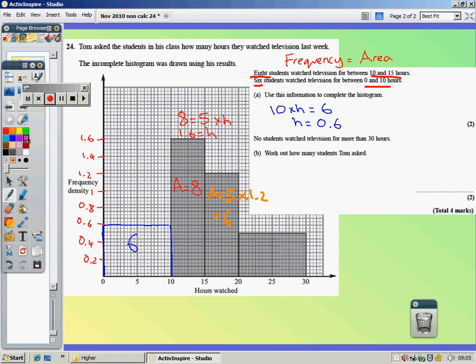Okay, and in the last one, we've got that the area is equal to, this time it's got a width of 10, and scrolling across, notice that it's halfway between the bars this time. We find it's got a height of 0.5. Times those two together, and we find there's 5. So the total number of students is equal to 6 plus 8 plus 6 plus 5, giving us a total of 14, 20, 25. Okay, that's that question.